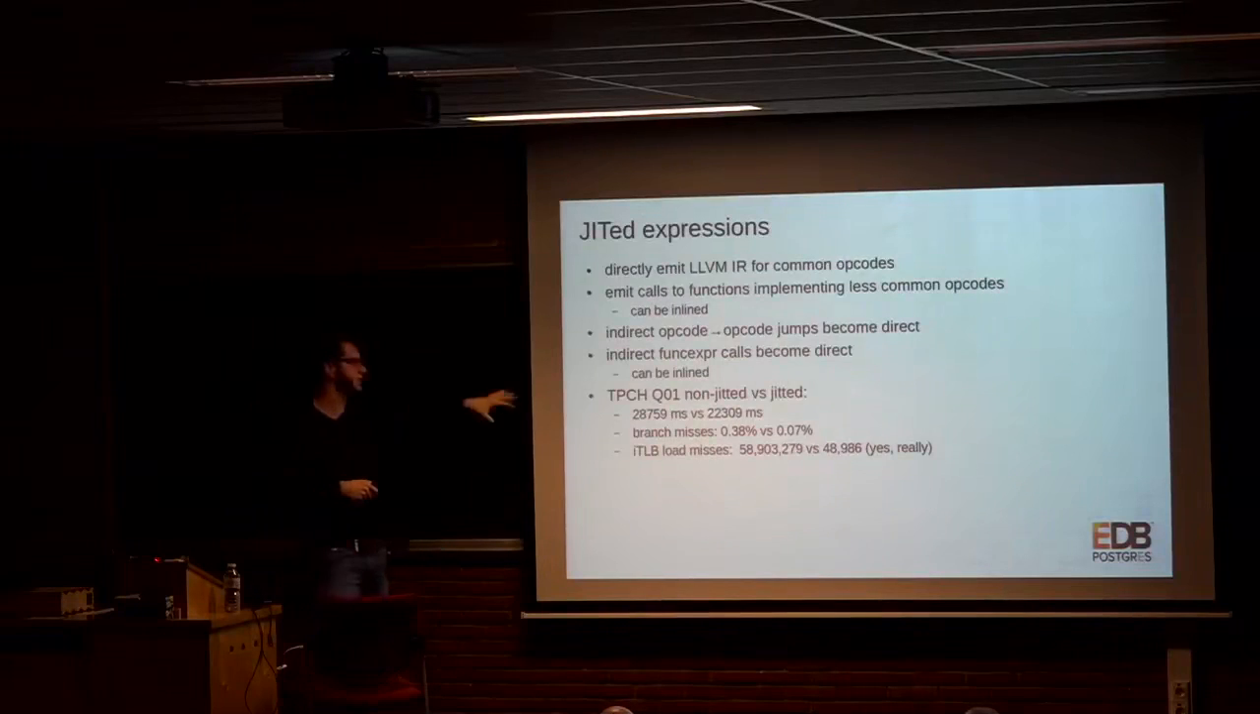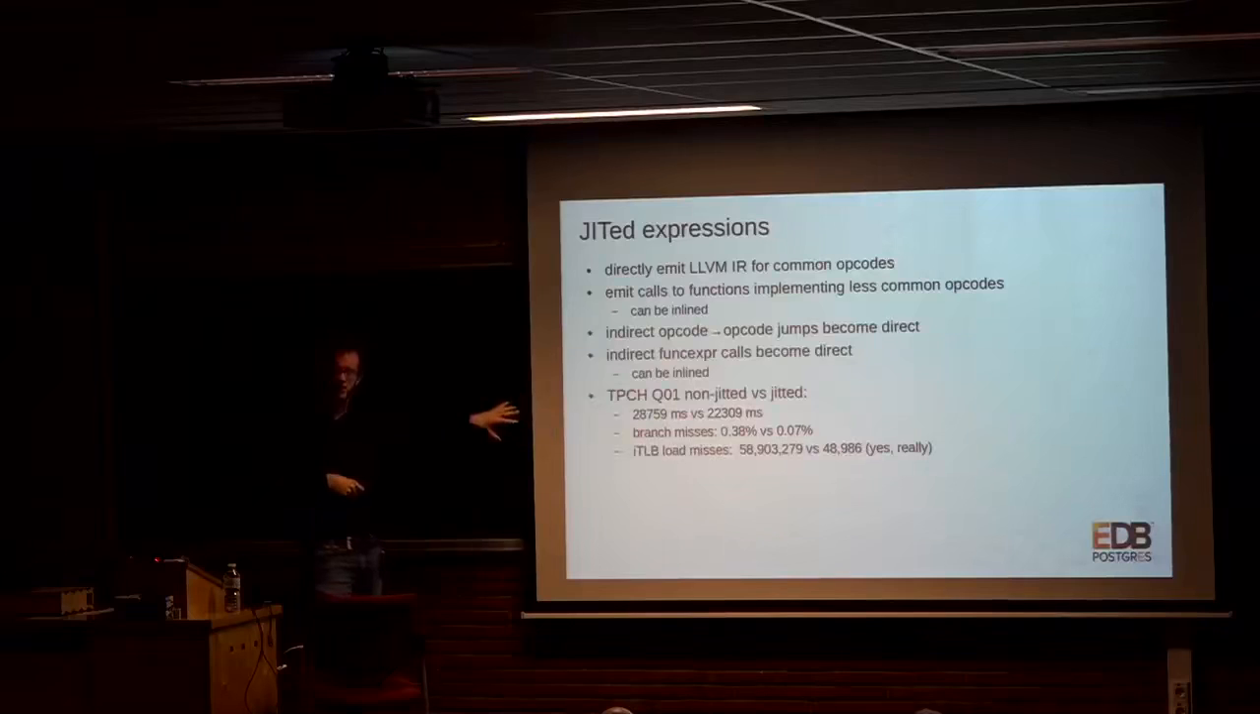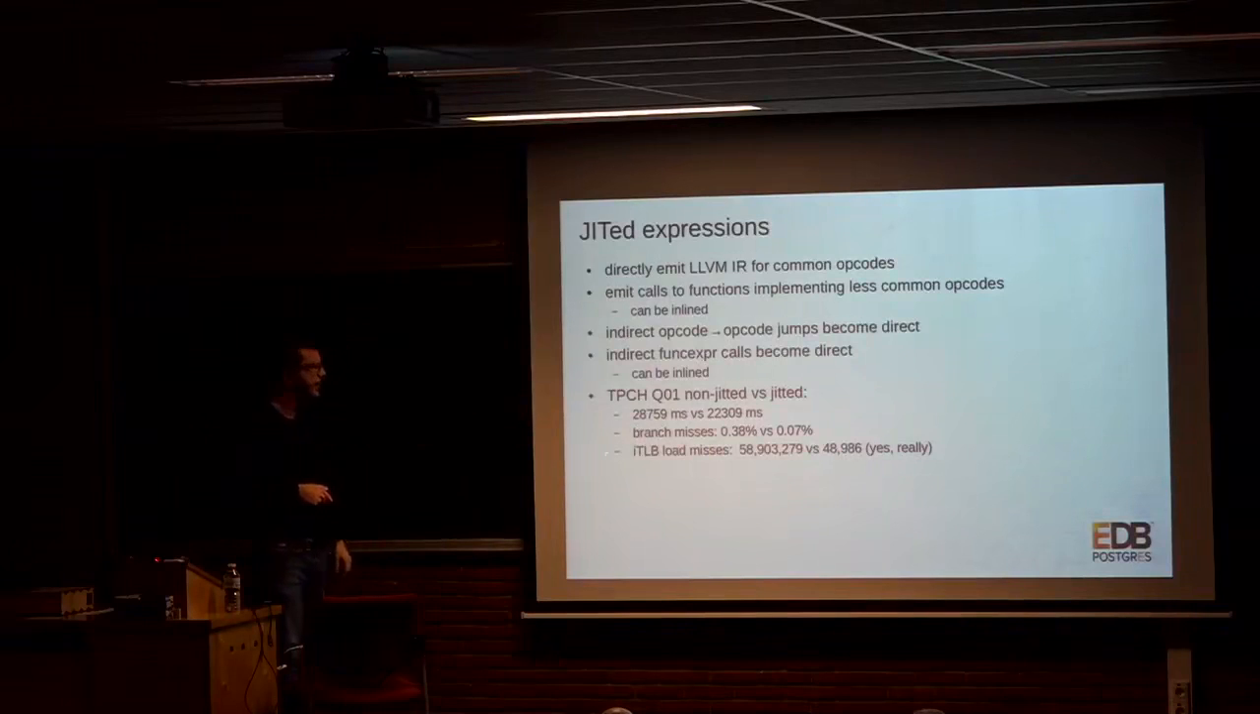Just turning on just-in-time compilation for the function without any inlining, without JITting the tuple deforming, we'll go, for example, for TPC-H Q1 on my laptop while running a browser. So this is definitely not a scientific benchmark. This is just representation, but the differences are large enough. We'll go from 28 seconds to 22 seconds. And the interesting part is that if you look at the branch misprediction numbers, before the just-in-time compilation, like 0.38% of the branches are mispredicted.